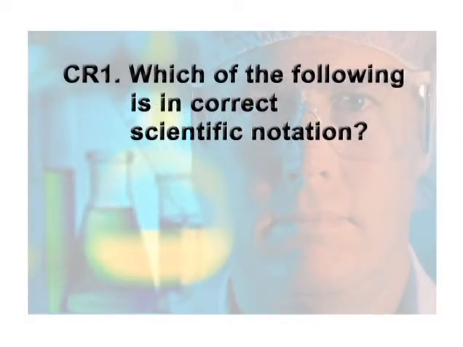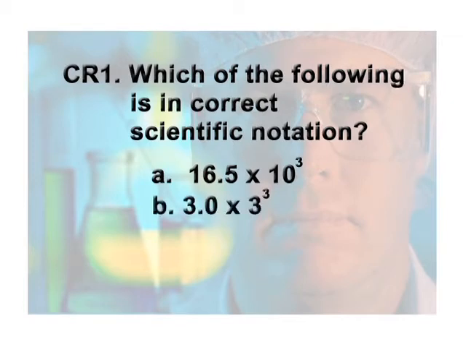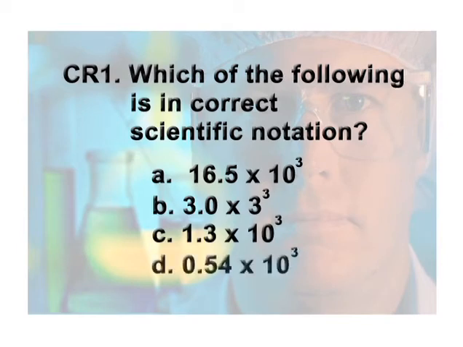Which of the following is in correct scientific notation? A, 16.5 times 10 to the third. B, 3.0 times 3 to the third. C, 1.3 times 10 to the third. D, 0.54 times 10 to the third.